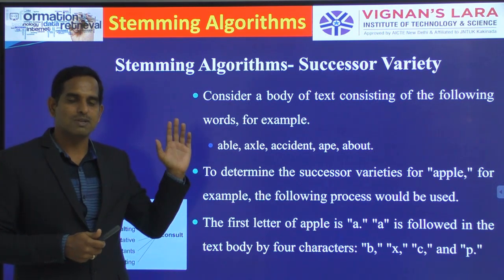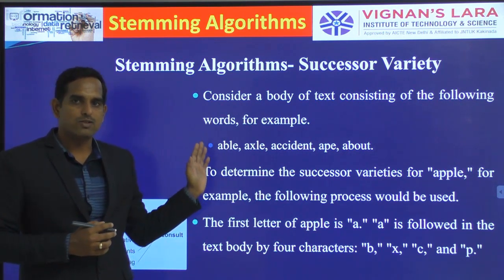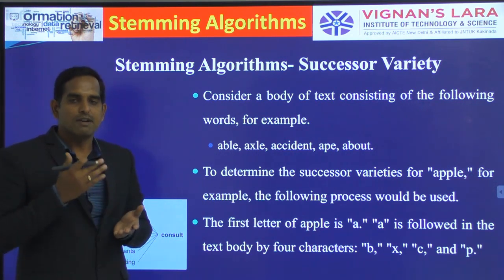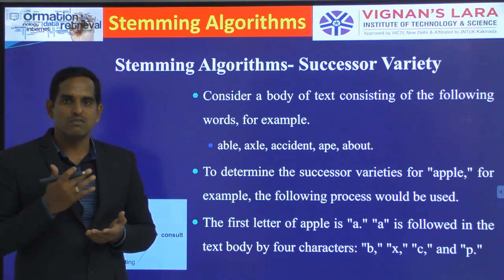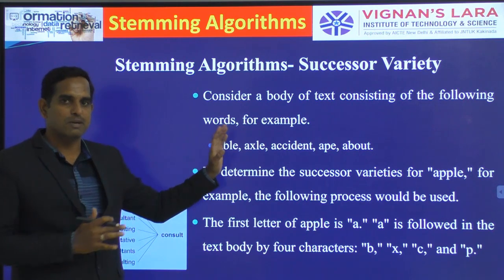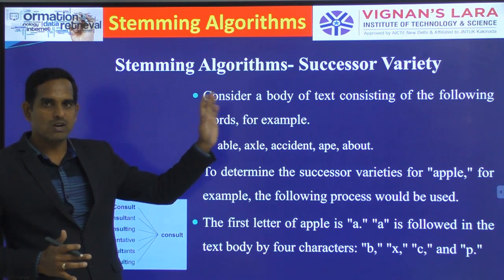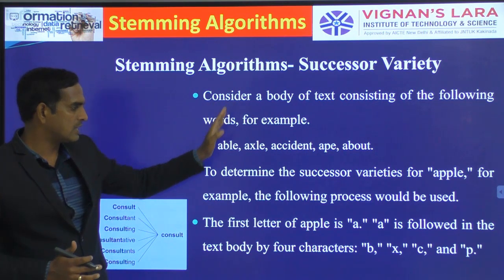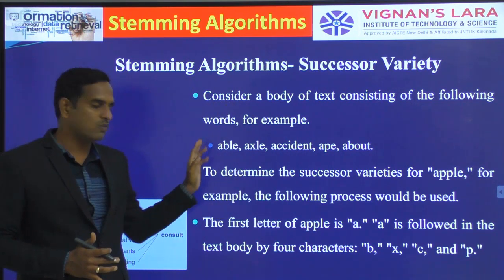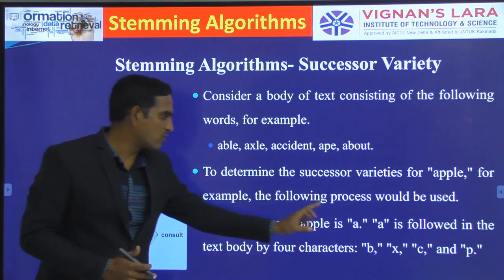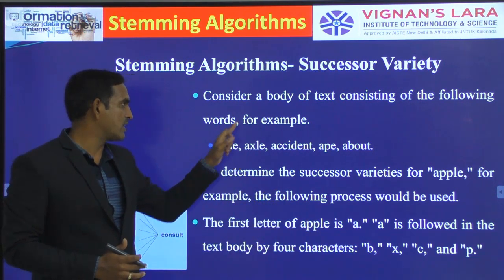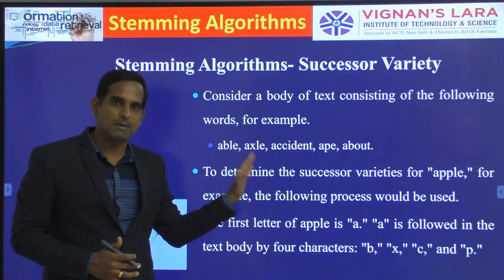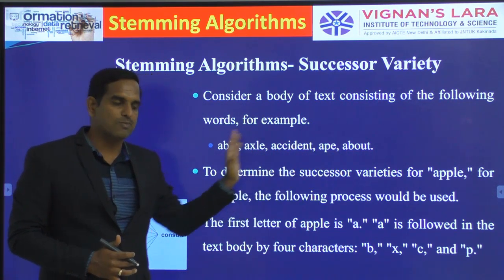We have seen the various methods for creating the segments, that is the cutoff value method, the peak and plateau method, and other methods. From among the segments, we choose one segment as the stem for that particular word. That is the process used for the successor variety method. In this example, we have taken apple. For apple, we have a 4-letter successor variety, because different characters follow the word in the set of text from the corpus.